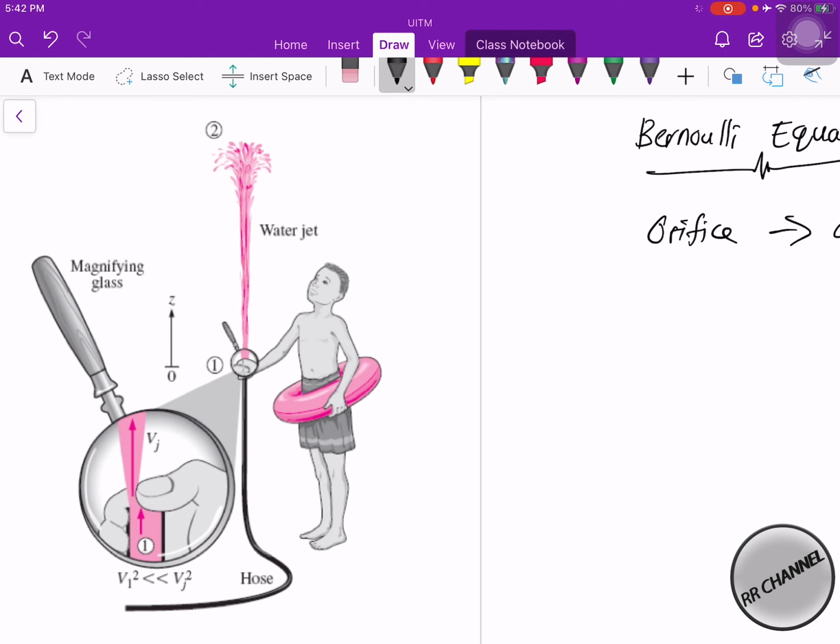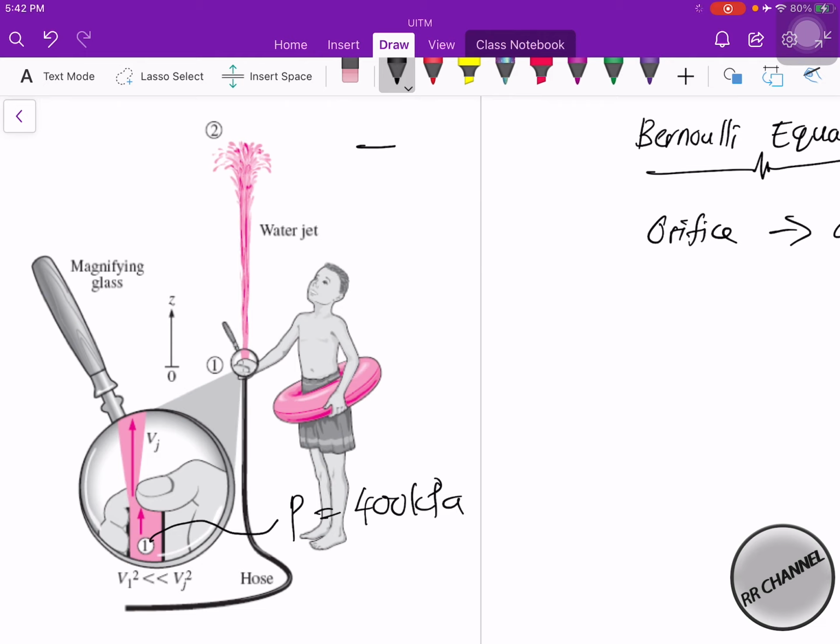Water is flowing from a garden hose. A child places his thumb to cover most of the hose outlet, causing a thin jet of high-speed water to emerge. The pressure in the hose just upstream of his thumb is around 400 kilopascal. So here we state that at point 1, the pressure is measured to be around 400 kPa. If the hose is held upward, what is the maximum height that the jet could achieve?